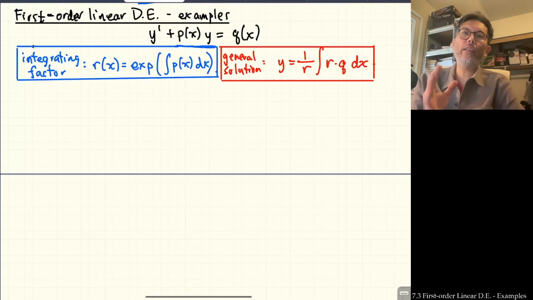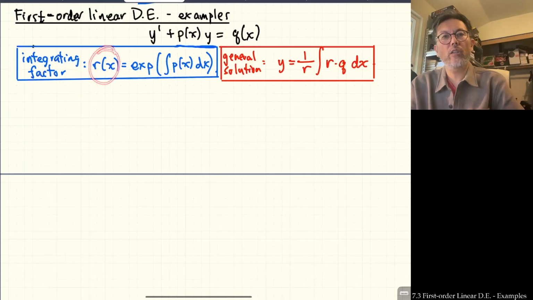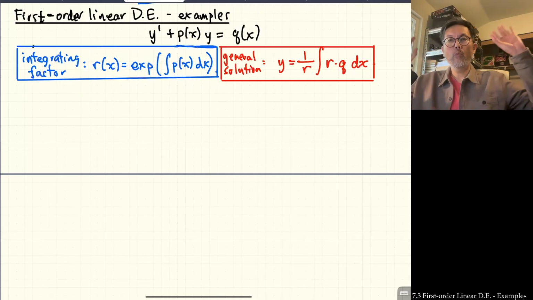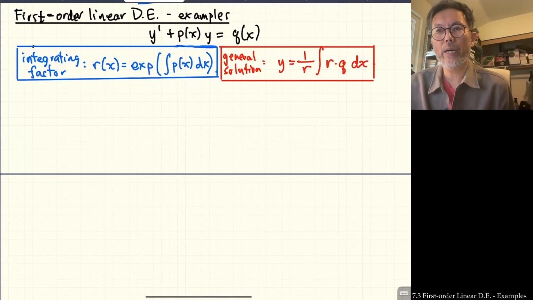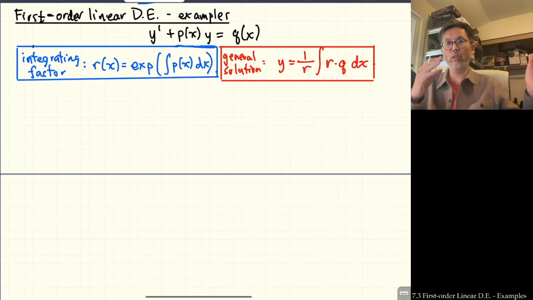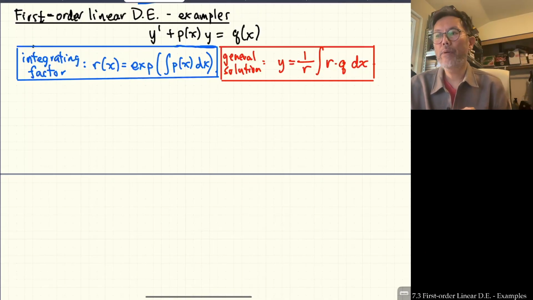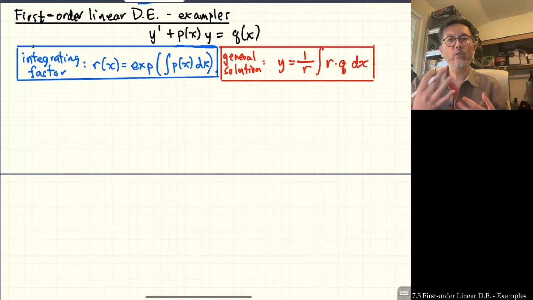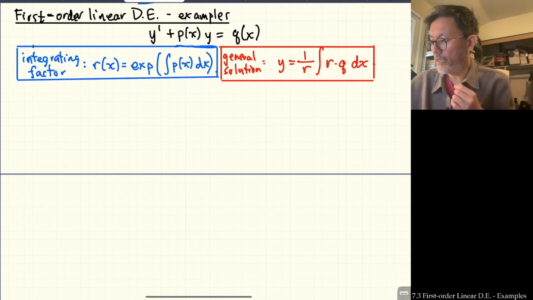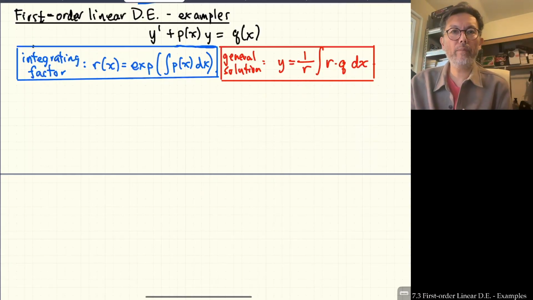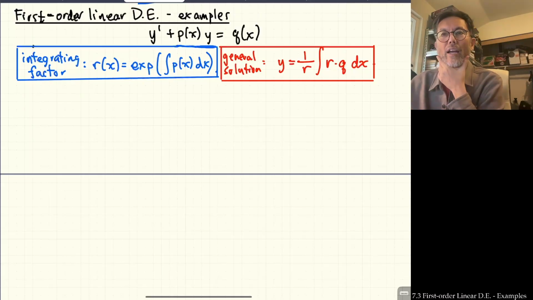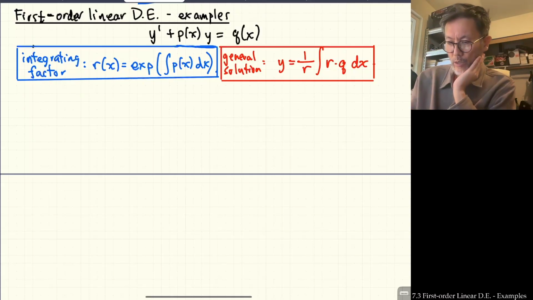And we talked about the method of what's called integrating factors. The integrating factor is this function r, which, recall, we multiply both sides of the equation by, and this resulted in the left-hand side being expressible as the derivative of something. Once we have the left-hand side expressible as the derivative of something, we can then integrate and do some other stuff to arrive at the general solution. Okay, so this is the technique we're going to use in doing our examples here.